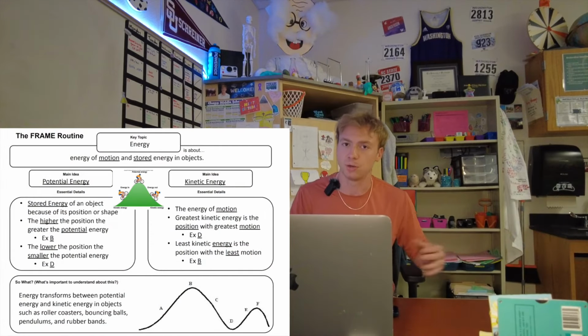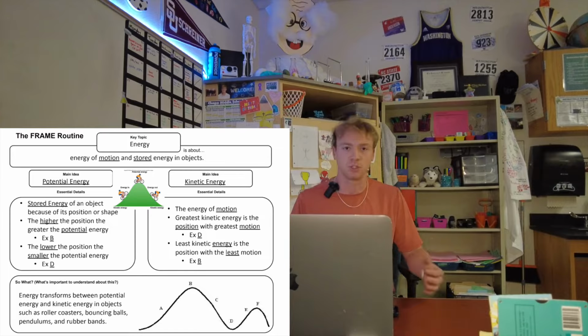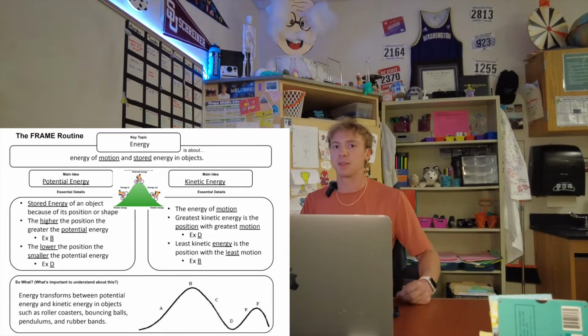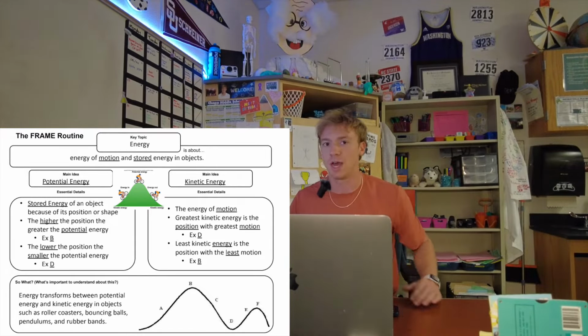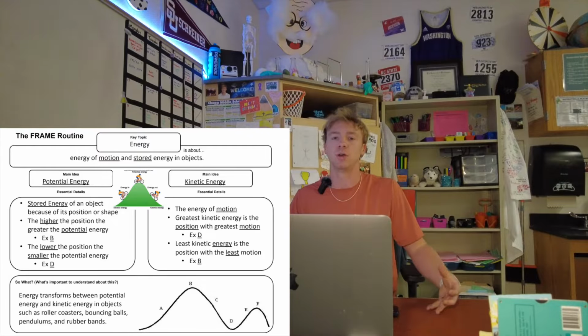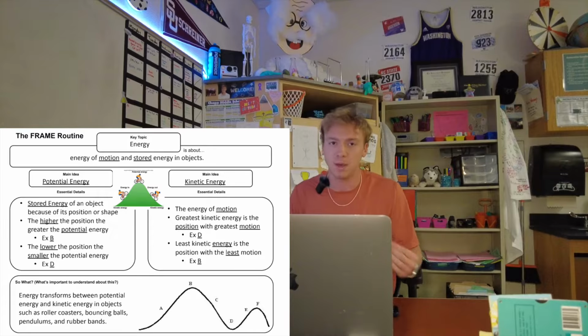Now in class, we looked at two types of energy, potential and kinetic. Potential energy was stored energy, or energy due to position. All right. If I'm at the very top of a roller coaster, I would have a lot of potential energy, all that stored energy just waiting up there.